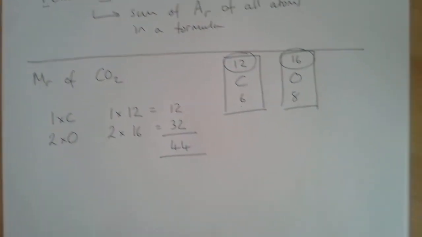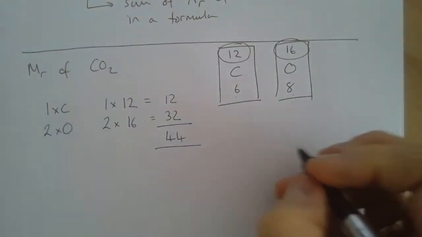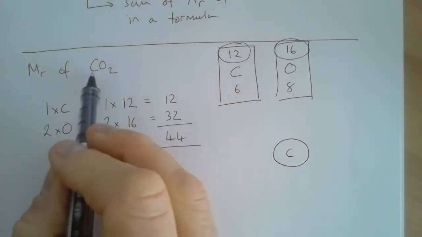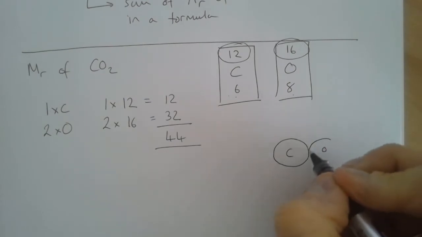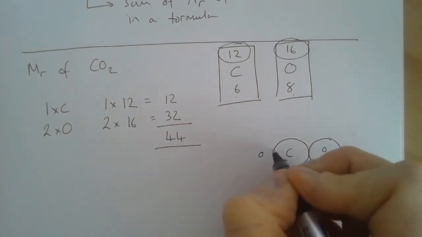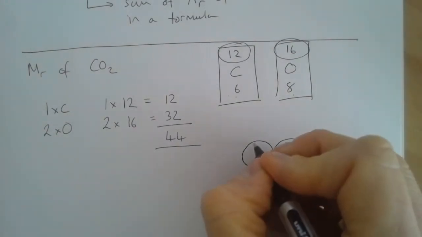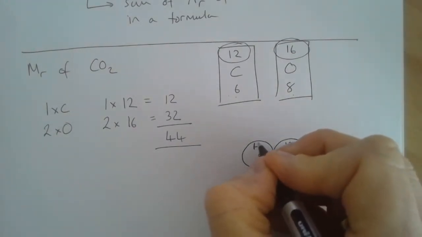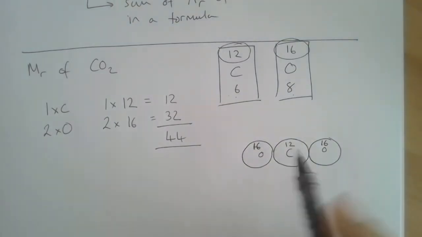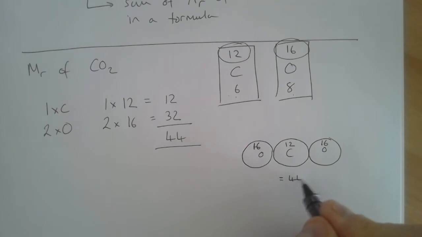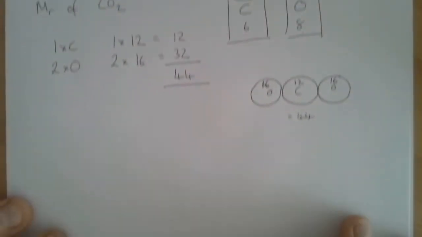Another way of thinking about that is actually to draw a diagram of the molecule. So there's a carbon atom with an oxygen atom either side of it. If I add in the relative atomic masses, then we can see that 16 and 12 and 16 gives us a mass for this molecule of 44. Let's have a look at another example.